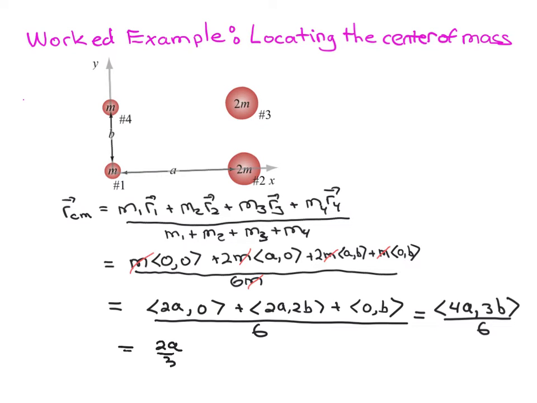and so that works out to be 2a over 3, comma, b over 2. Okay, does that make sense as the location of the center of mass of this object?